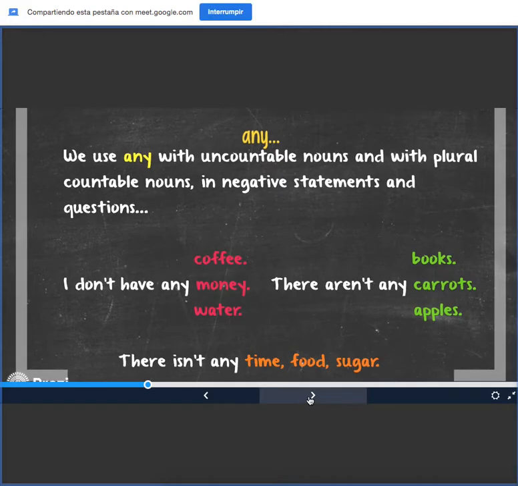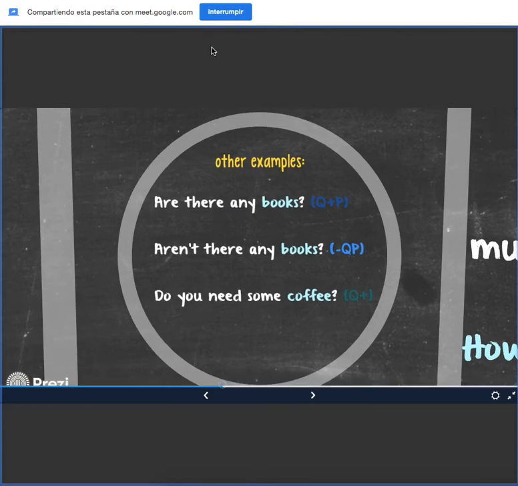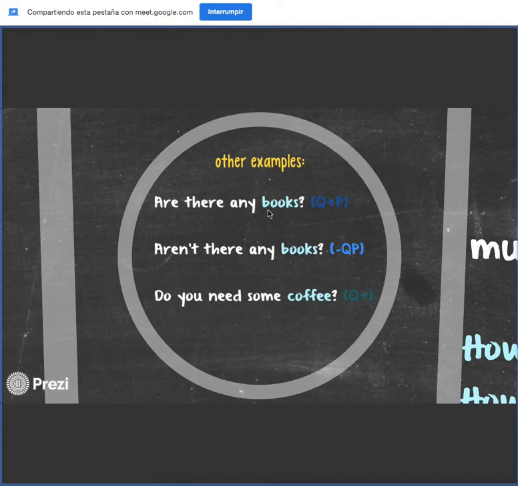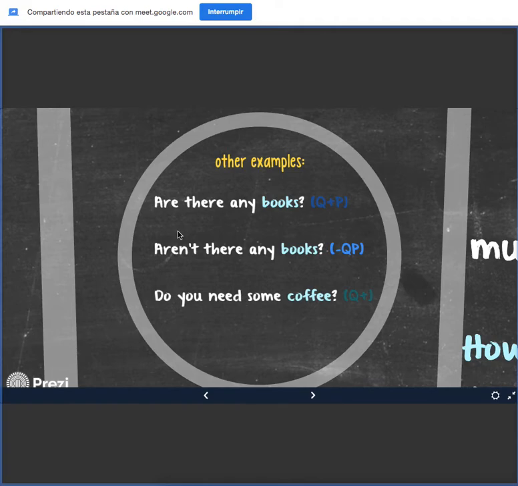I am going to show you some other examples of this. Are there any books? ¿Estoy usando algo negativo en esta pregunta? No, ¿por qué? Porque es una pregunta. Lo que les digo de tener un negativo antes es solo en las oraciones negativas. But when you have questions, are there any books? Or you can say it, aren't there any books? Like, ¿acaso no había unos libros ahí?